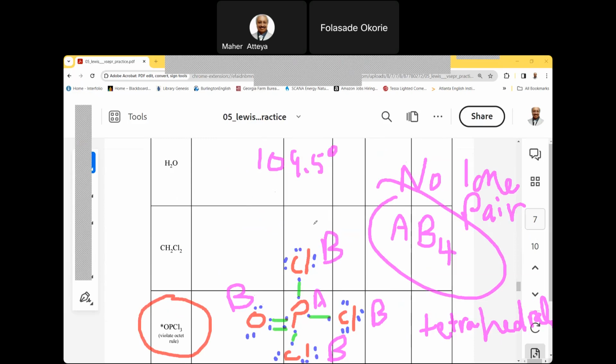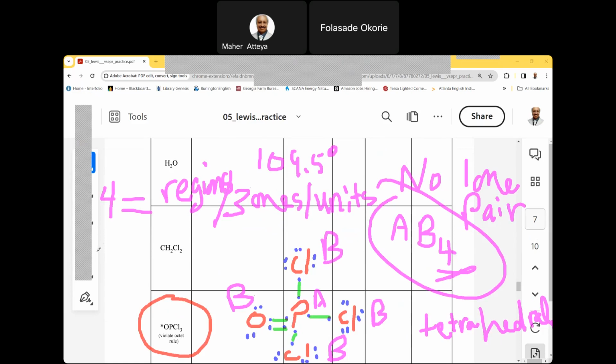Then how many do we have? We treat them the same. How many zones, units, or regions? 4, correct. This is AB4, so it will be 4 here. Is it polar or non-polar? It is polar because one atom is different from the rest. Oxygen is different from the 3 chlorine, so it is polar. Correct.